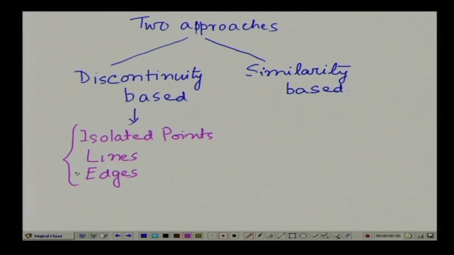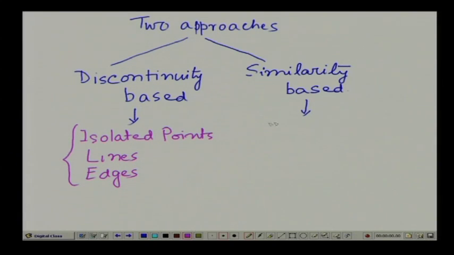In the similarity based approach, the approach is slightly different. Here what we try to do is group those pixels in an image which are similar in some sense. The simplest approach under this similarity based technique is what is called the thresholding operation.